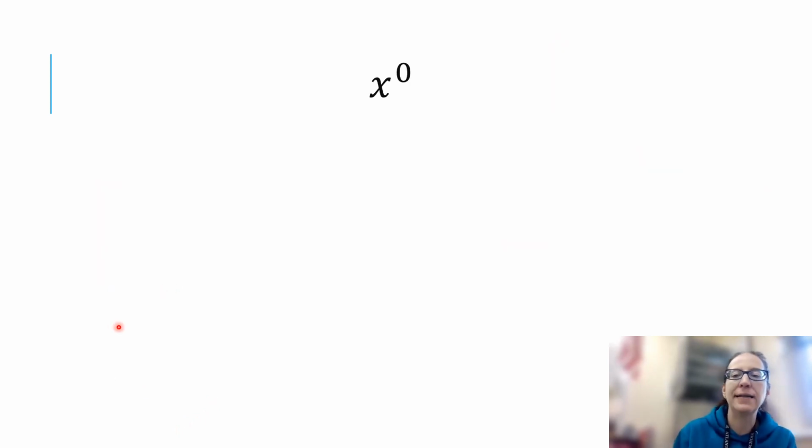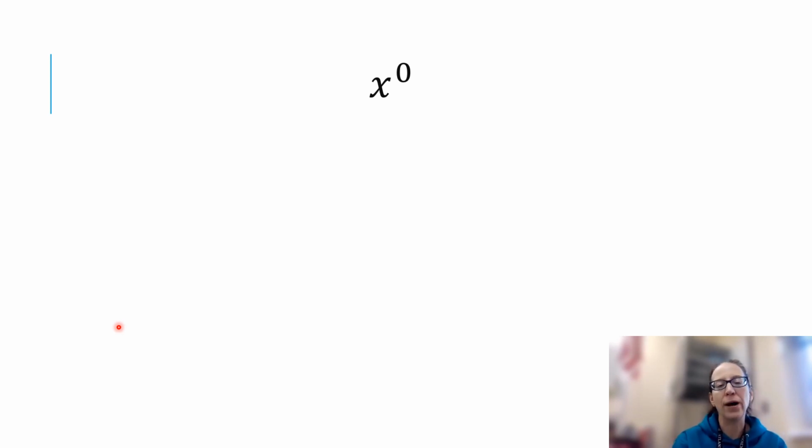Next one, x to the 0. So this is one that is what I would call counterintuitive. And what it means is that it's not what your gut or your intuition tells you that it is. Most of your intuition is going to tell you x to the 0 is 0, and it's not. And it also starts to kind of go against that definition. Like, how can something be used as a factor 0 times? Like, then nothing is there.